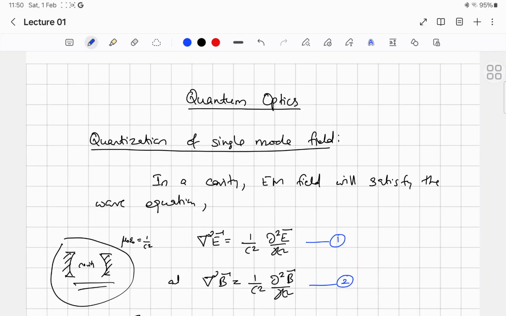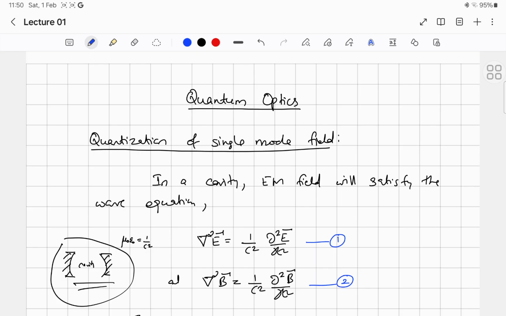In the last lecture, we just introduced what quantum optics is, and what the boundary is between quantum optics and classical optics. So in this lecture, I am going to formally introduce quantum optics by quantizing the electromagnetic field, or more particularly the quantization of a single mode field.